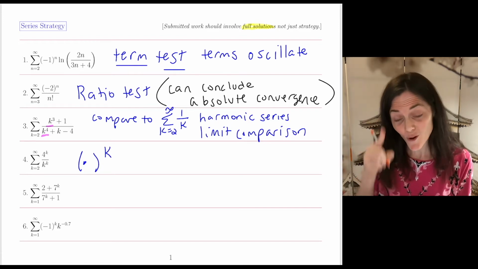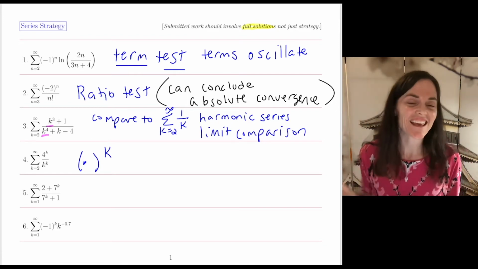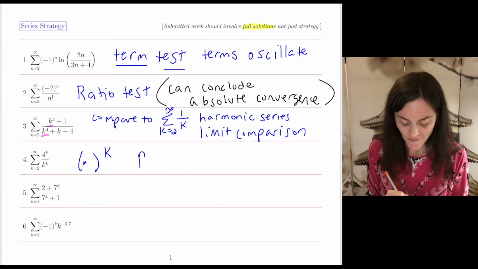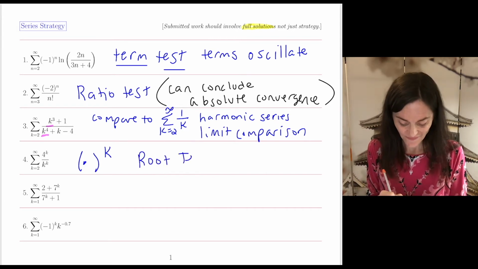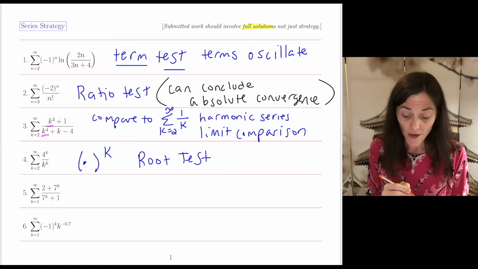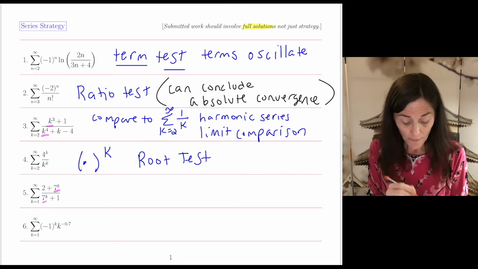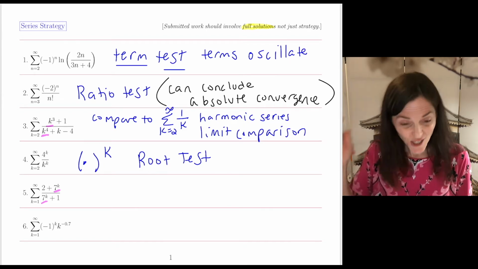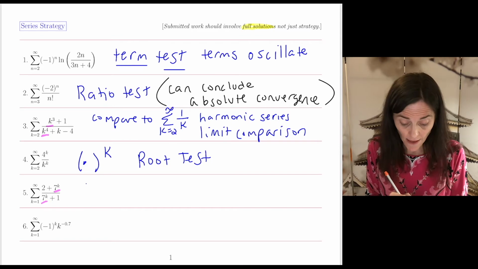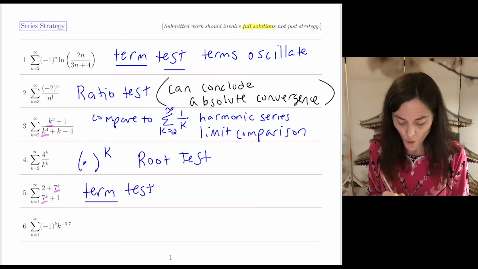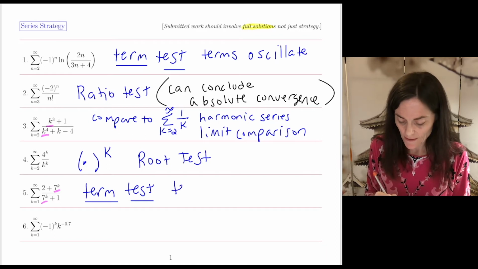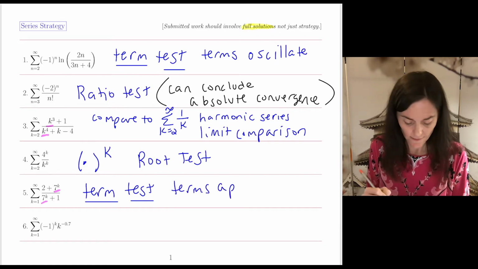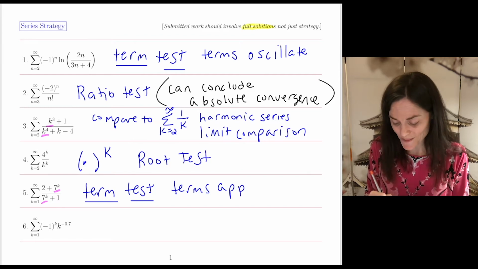Now, next one, we see we have something all to the k here. This is 4 over k to the k. This is root test. Then for number 5, my numerator and denominator, what dominates is the same term, the 7 to the k. This is another term test. The terms in this case approach 1 as k grows without bound. Term test will give us diverges here.